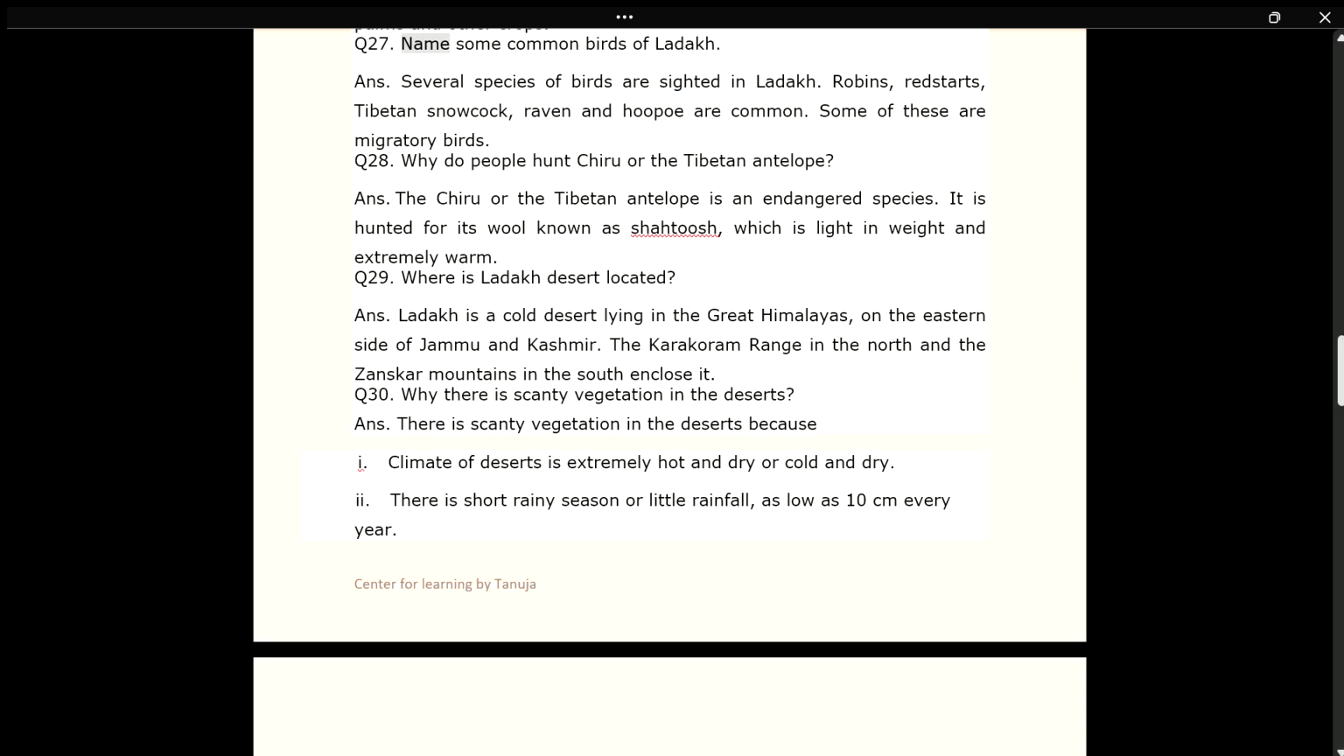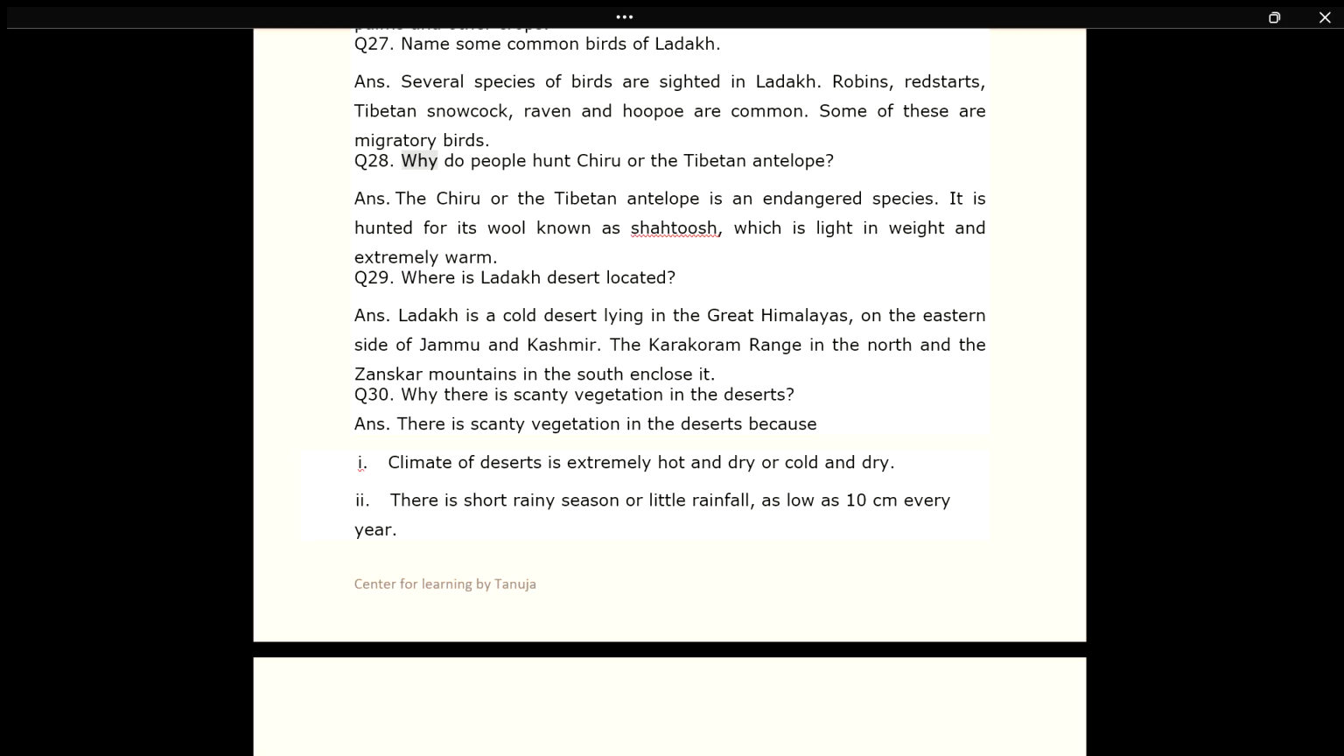Q27. Name some common birds of Ladakh. Ans. Several species of birds are sighted in Ladakh. Robins, redstarts, Tibetan snowcock, raven and hoopoe are common. Some of these are migratory birds.